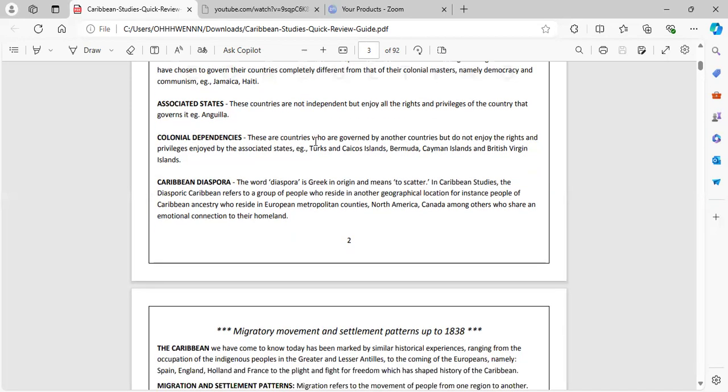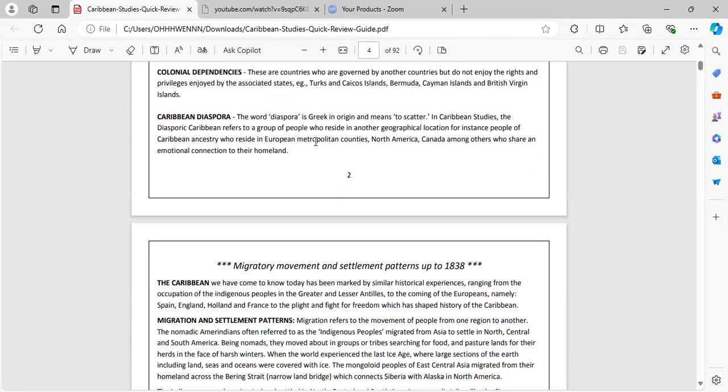So now we're moving on to the Caribbean diaspora. You're supposed to know the word diaspora means scatter. So your mother might live in the USA, but she's Jamaican. Your mother might live in the UK, but she's Caribbean. She might live in Trinidad, all over the Caribbean and all over the world in a sense, but she is Caribbean. So she is spread.